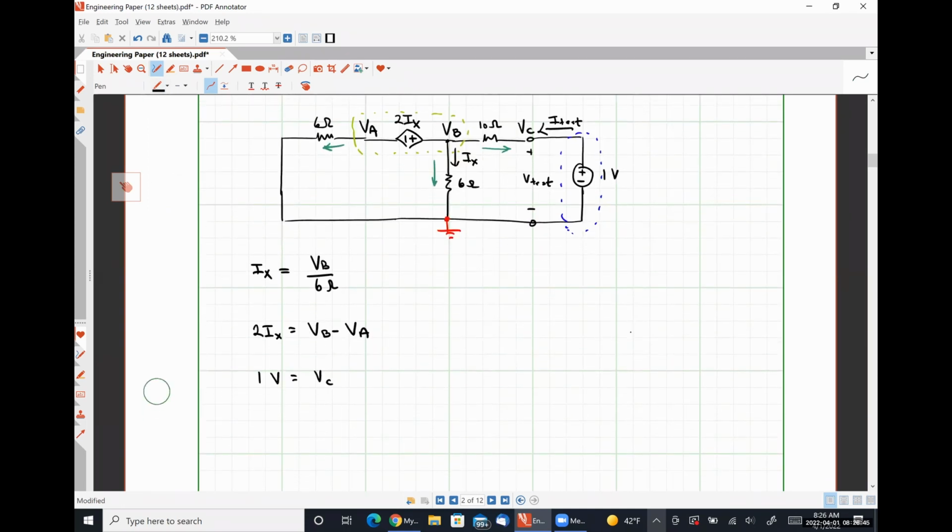So what's the current flowing to the left through the 6 ohm resistor look like in terms of our nodal voltages? VA over 6 ohms, absolutely. What about the current flowing down through the 6 ohm resistor in the middle? VB over 6 ohms. And finally, the current flowing to the right through the 10 ohm resistor. VB minus VC over 10 ohms is equal to 0. Absolutely correct.